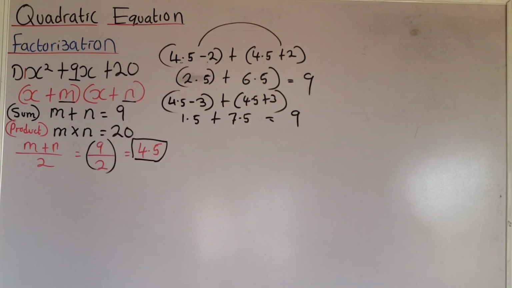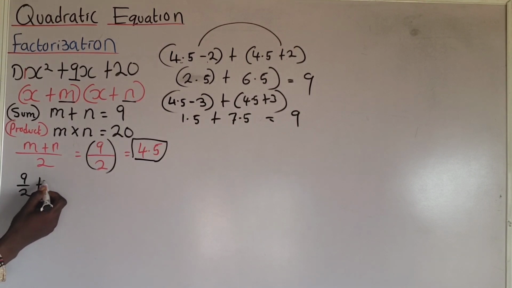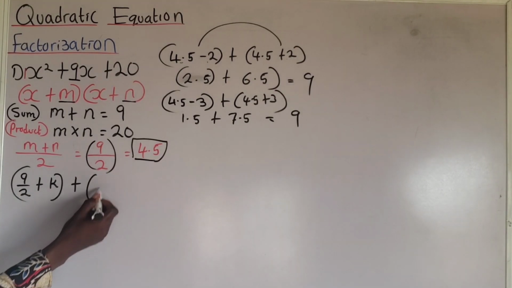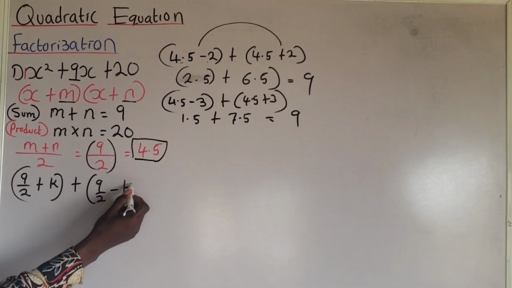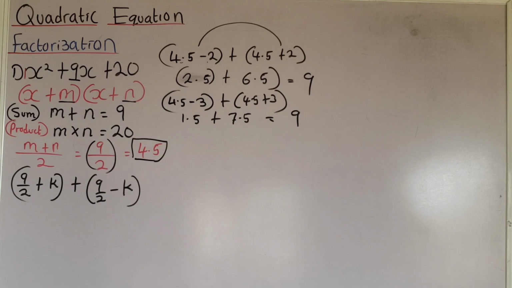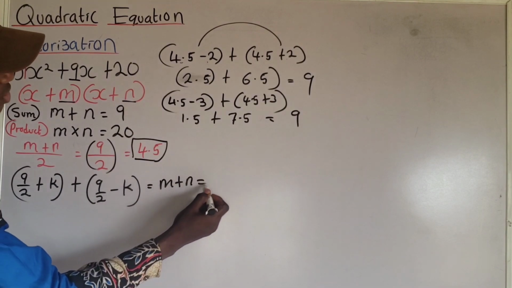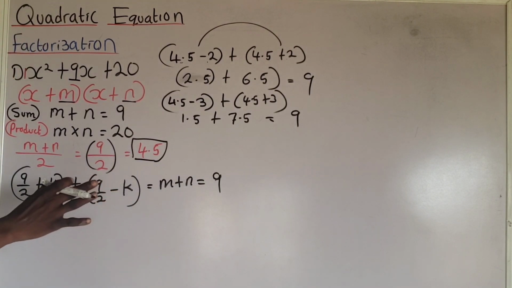Now the constant must be the same. We don't know the constant, so we just have to represent it as a letter. Are you paying attention? So here I'm going to use 9 over 2 plus k, then plus 9 over 2 minus k. I just make use of k because I don't know the constant. This will be equal to m plus n, which is equal to 9.